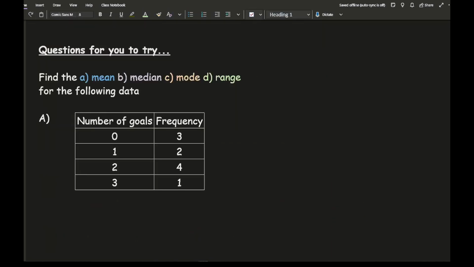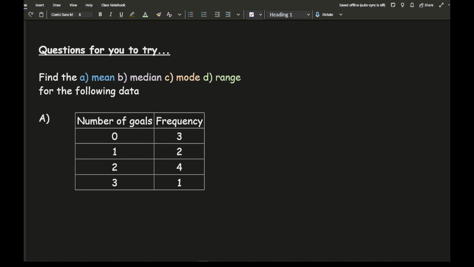So now let's have a look at some questions for you to try. In the following questions, there are 2 questions. You can choose which ones you want to do. If you want to do both of them, I would say 1 is using smaller numbers, 2 is using bigger numbers. So I would say question A is probably non-calculator, and question B is probably a calculator question. So if you'd like to pause the video, have an attempt at these questions to find the mean, the median, the mode, and the range of tabulated data. Have a go at it, and then unpause as we go through the answers.